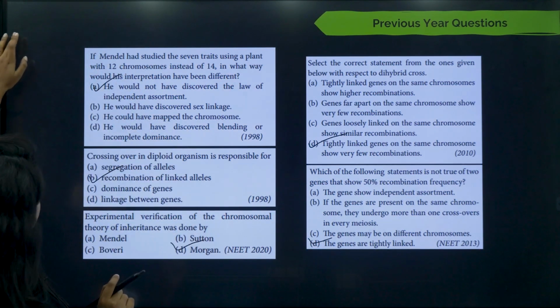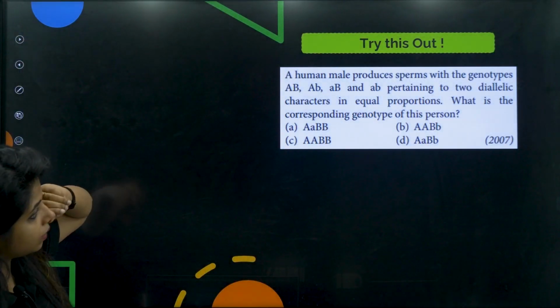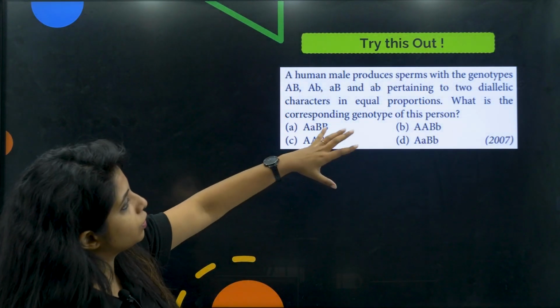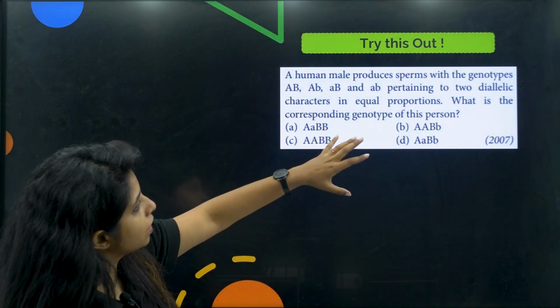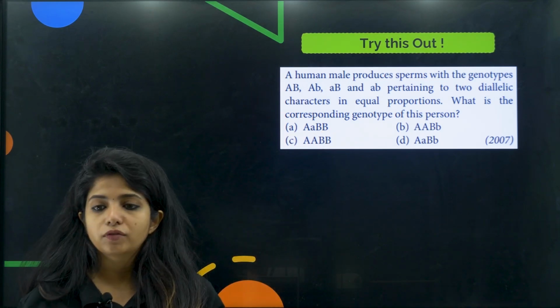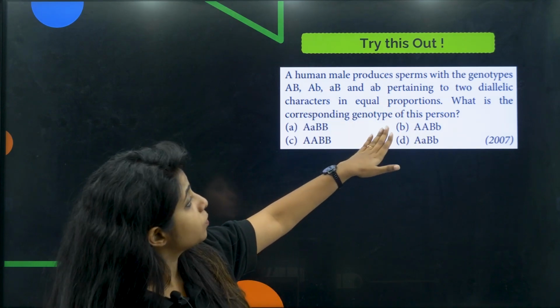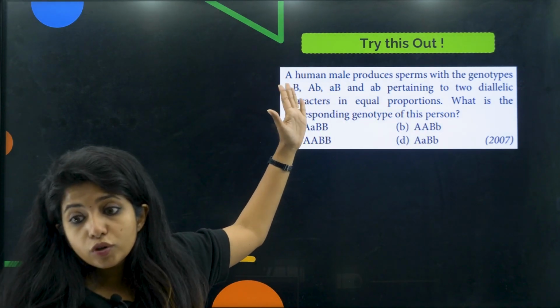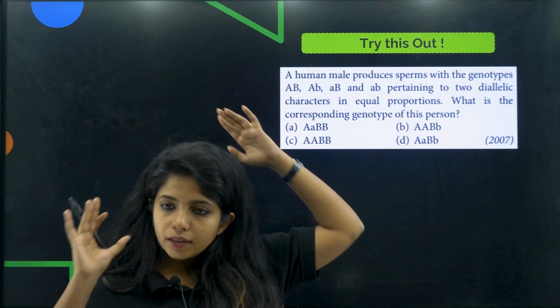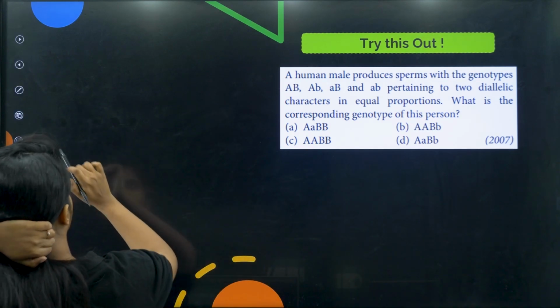Now there is one little question for my little champions over here. A human male produces sperms with these genotypes. Now you have to tell what is the corresponding genotype of this particular person. What is the corresponding genotype of the person who is producing these gametes? Can you tell that? I think we did it.